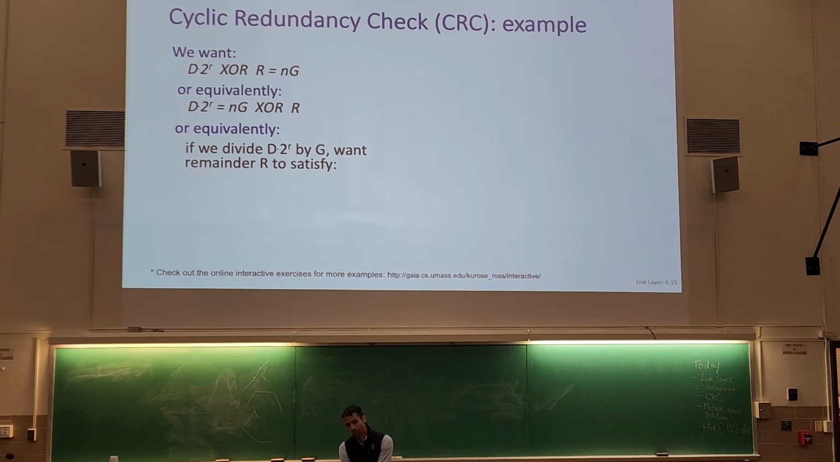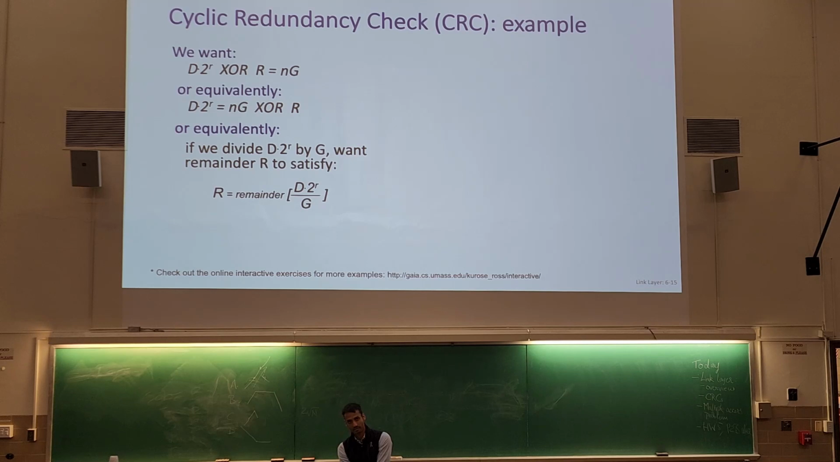Equivalently, if we divide D times 2^R by G, we want the remainder R to satisfy this property. R should be the remainder when we divide D times 2^R by G. In XOR, this is like saying, in the 63 and 5 case, divide 63 by 5 and whatever is the remainder, that is what you need to add. It doesn't quite work in the 63 and 5 case because it's traditional arithmetic with pluses and minuses, but in XOR world, that is exactly what this means.